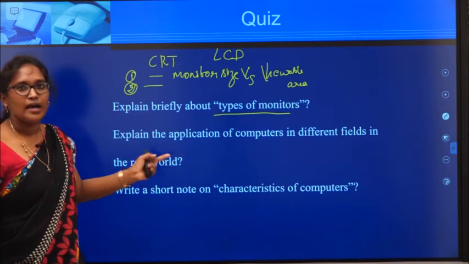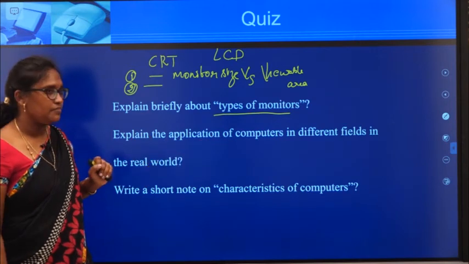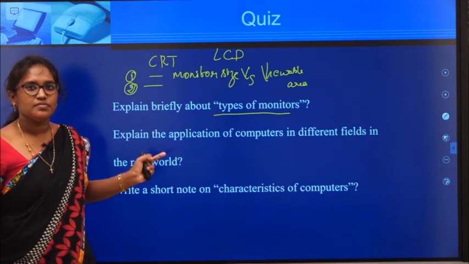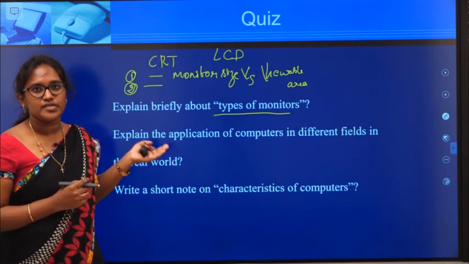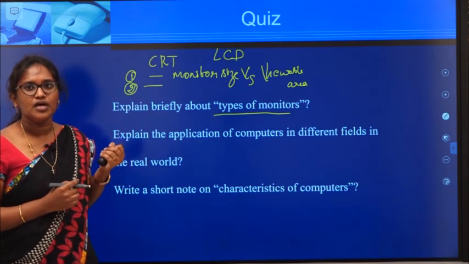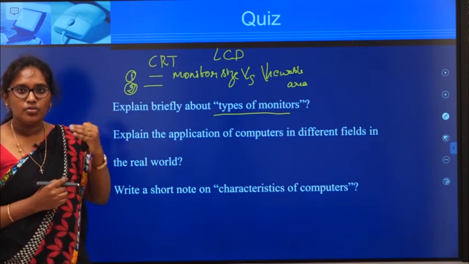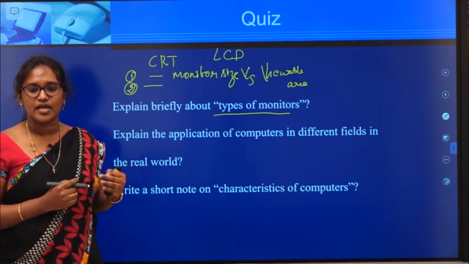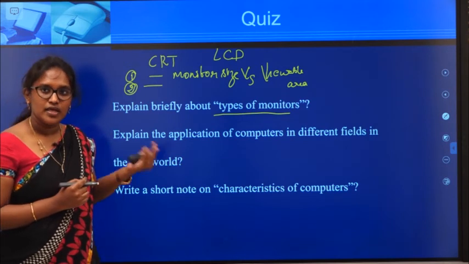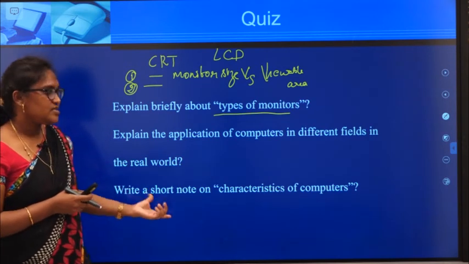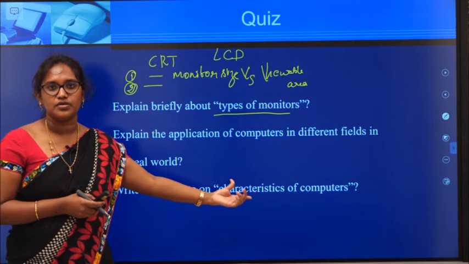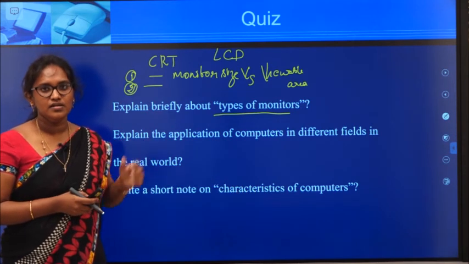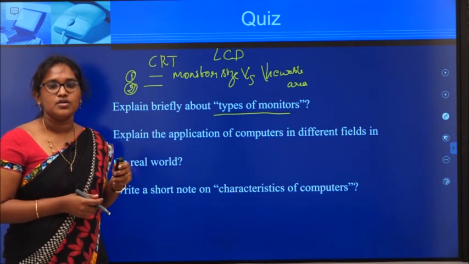Next question is applications in different fields of a computer in the real world. That means you can take any application. For example, you are talking about the railways. Write down how railway people make use of computers and where exactly these computers are used in railways. Next one is characteristics of computers, which is very basic in the first unit.